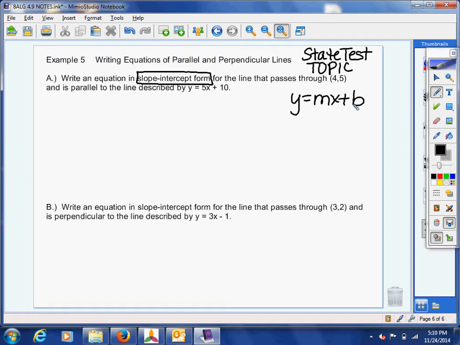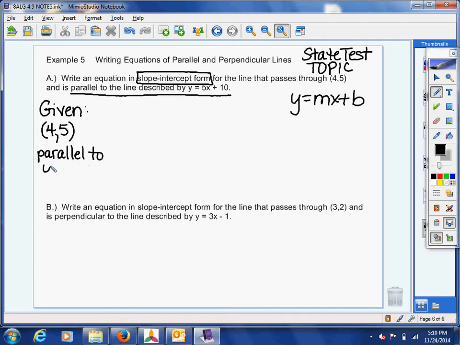So let's just see what we're given. Now we know that our line passes through the point (4, 5). The line that we're trying to find the equation for goes through the point (4, 5) and is parallel to the line described here, y equals 5x plus 10. So what am I given? I know a point on my new line, (4, 5), and I know that my line is parallel to this particular line, y equals 5x plus 10.